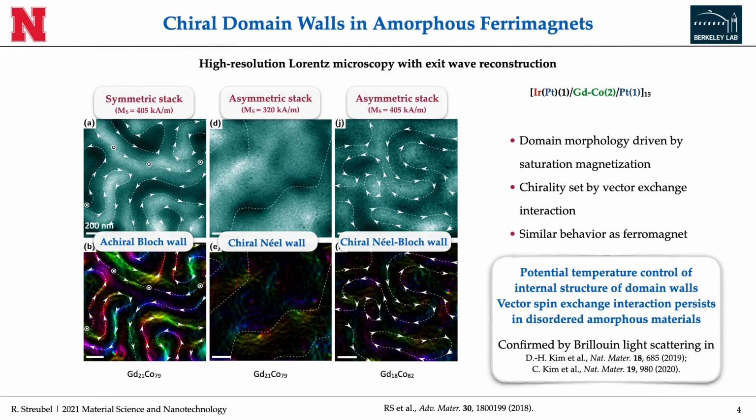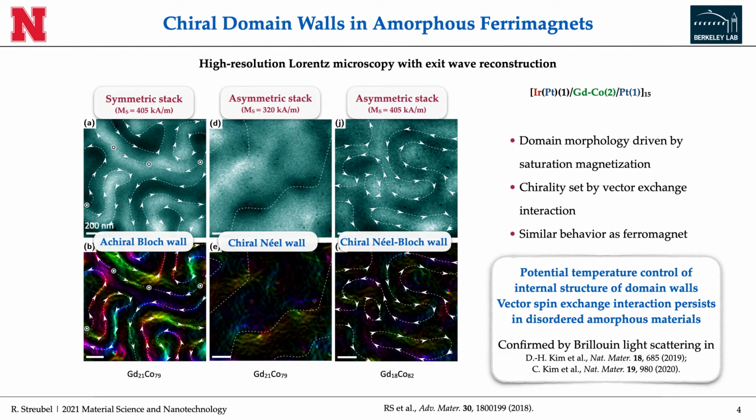And what we see there is that we have quite a difference in magnetic contrast and magnetic domain types and chirality. For the symmetric stack, we observe an achiral Bloch wall. For the asymmetric stack with interfacial Dzyaloshinskii-Moriya interaction, we observe chiral spin textures, which are Néel or Néel-Bloch hybrid walls, which depends on the saturation magnetization. So the domain morphology, meaning size and shape, is depending on saturation magnetization, as we know from ferromagnets, and the chirality and the type is depending on the vector exchange interaction.